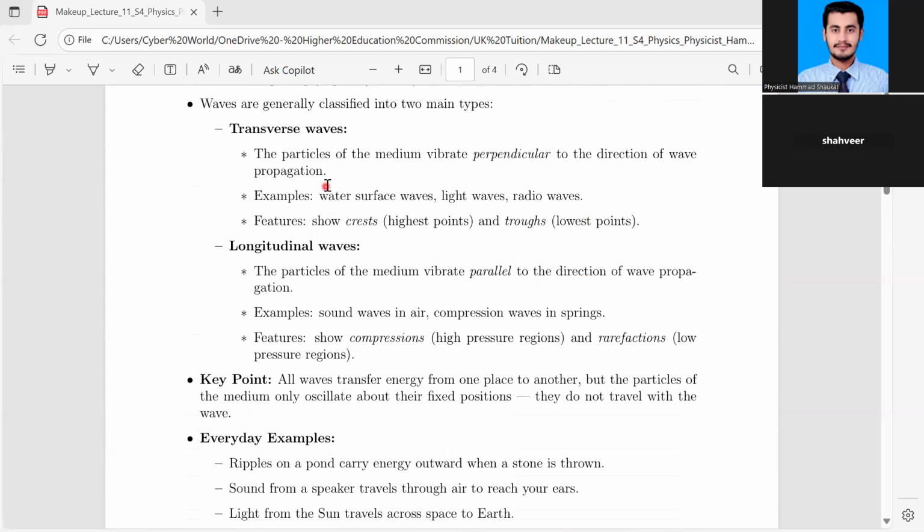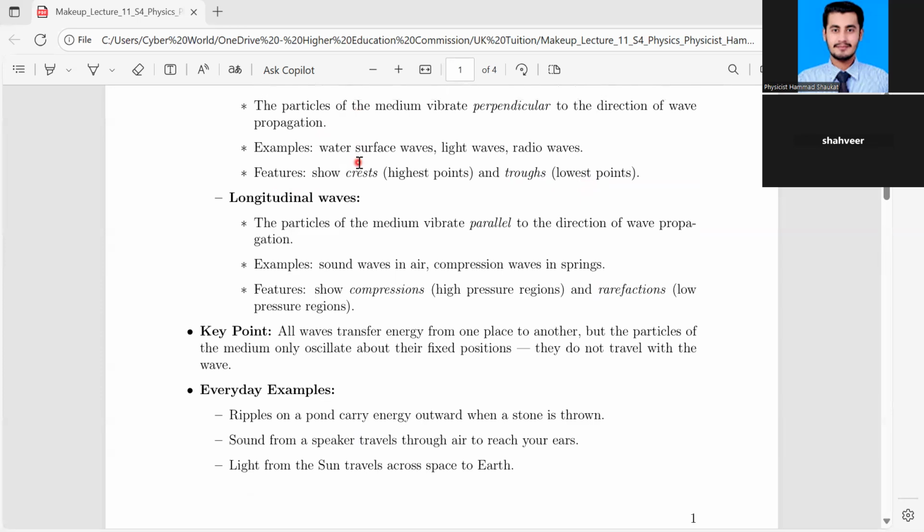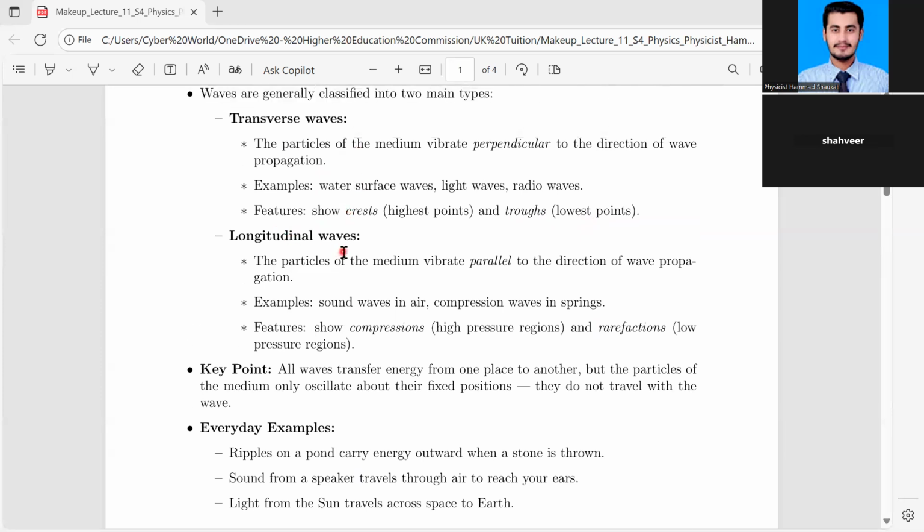So in transverse waves, you can easily see the crests and troughs. This is the main feature, how you can identify a transverse wave, right? Okay, now move on towards the second type of wave, which is called the longitudinal wave. The only difference is that in a transverse wave, the particles vibrate perpendicular to the direction of propagation. But in the case of longitudinal waves, your particles vibrate parallel to the direction of propagation.